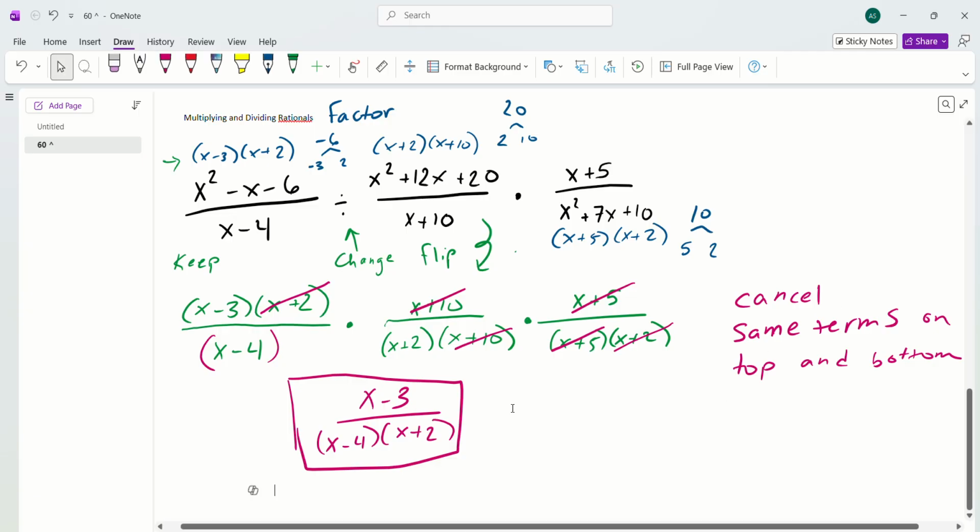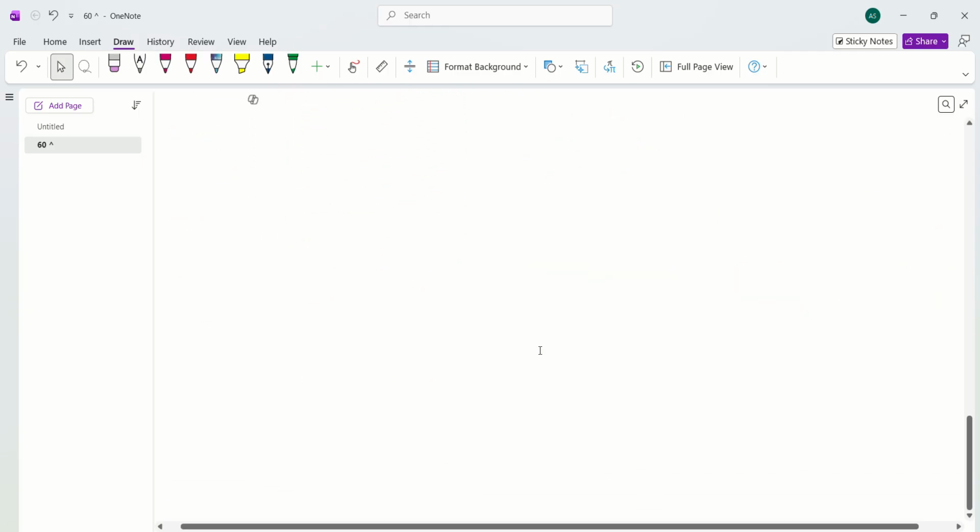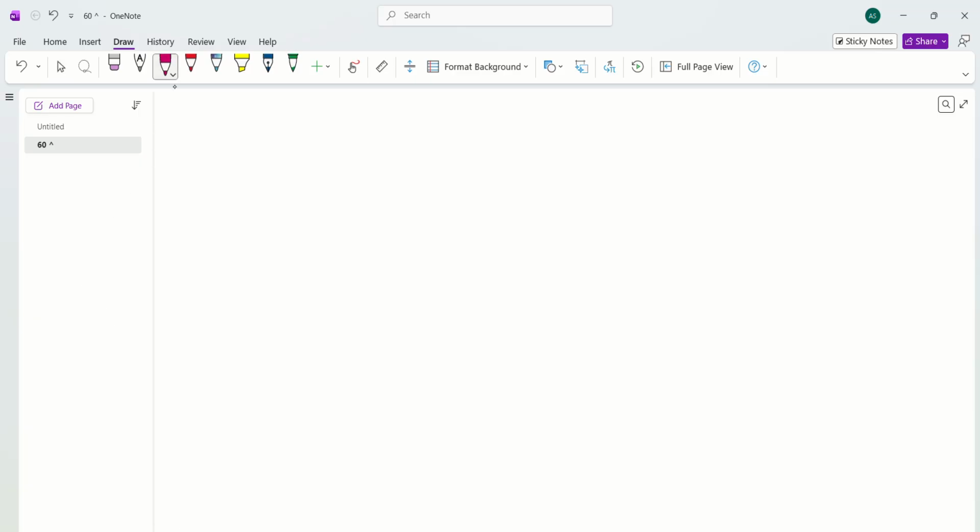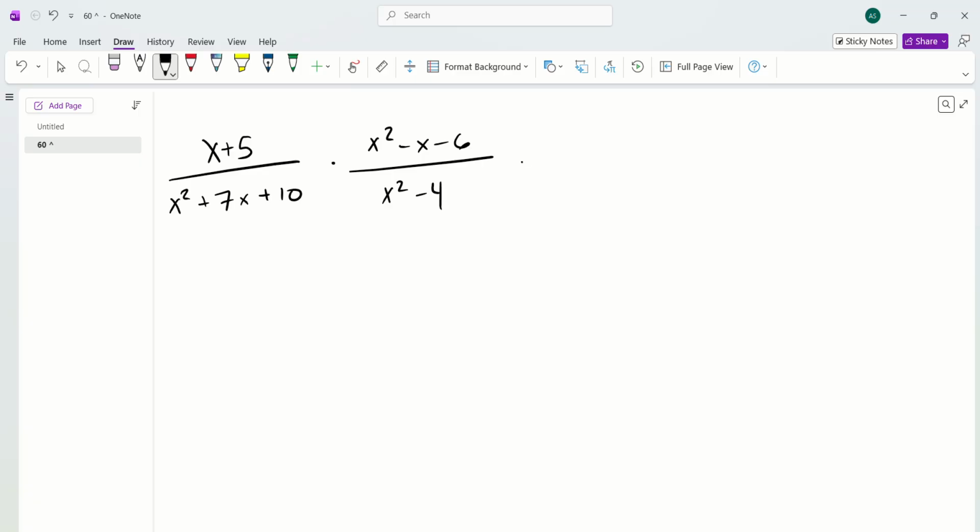Okay, I'm going to do one more example from this page. That would be x plus 5 over x squared plus 7x plus 10 times x squared minus x minus 6 over x squared minus 4 divided by x squared minus 9 over x squared minus 10x plus 16.